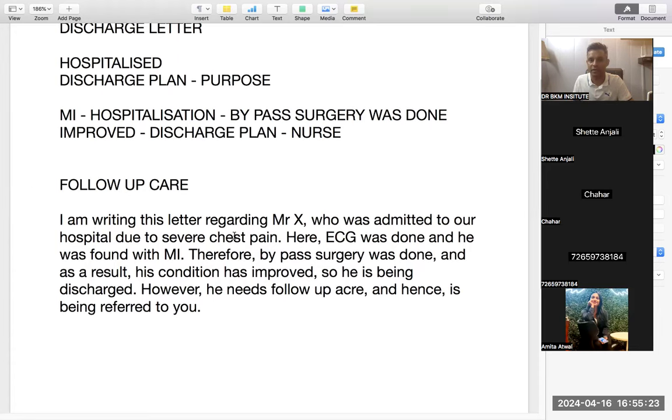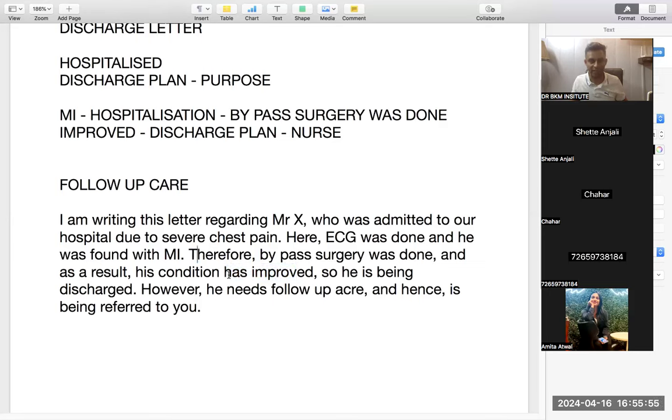You have written that the patient was having severe chest pain, the reason for admission, then investigation, then myocardial infarction diagnosis, then surgery was done, condition has improved. So you have shown the variation of grammar as well. From the past, surgery was done, you have reached to condition has improved. So basically you are telling the examiner that your grammar is very good, and that your connectors are good.